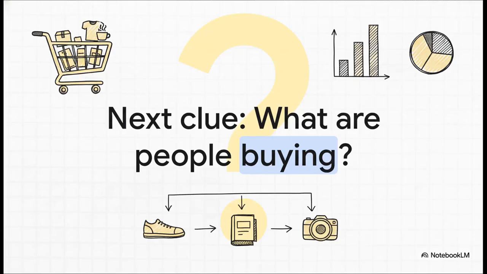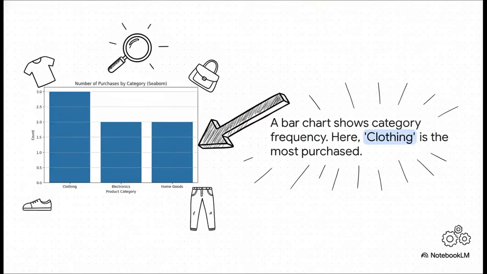All right, so we're getting a handle on who our customers are. So what's the next logical question? Well, what are they buying? What stuff are they actually interested in? Let's find out which product categories are the most popular. And for that question, a bar chart is the perfect tool.